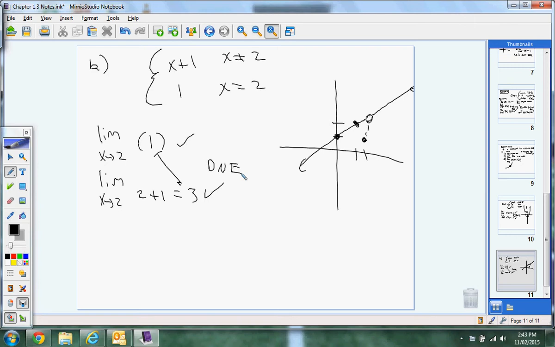And this is what I was talking about. It's an open dot, but the solid dot's down here, so it's discontinuous. It's not one nice fluid thing.